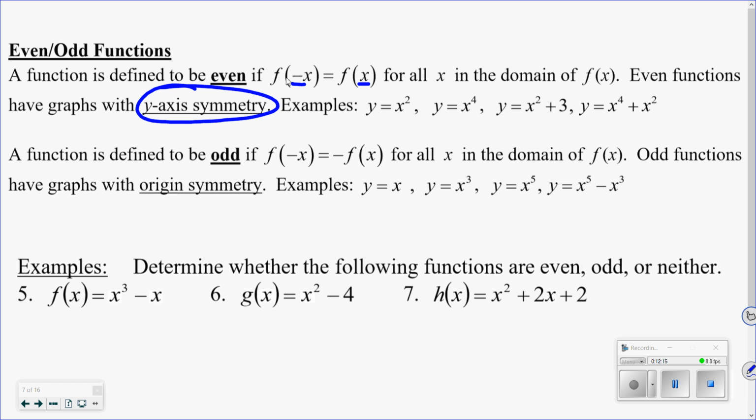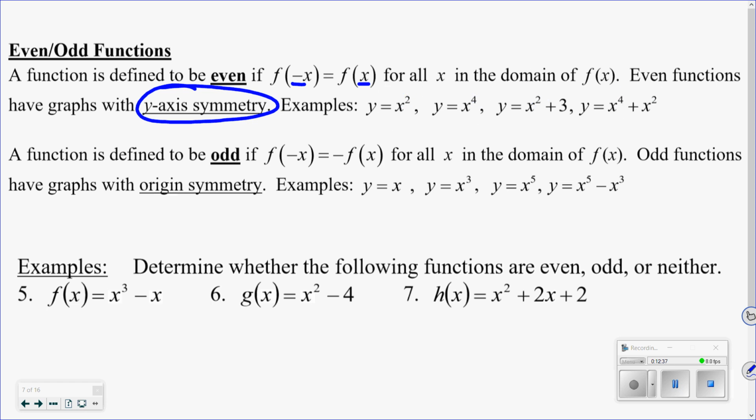Look at some examples up here. We have y equals x squared, y equals x to the 4th, y equals x squared plus 3, y equals x to the 4th plus x squared. There's a reason why they call it even. If you look at all the powers up here, a square is an even power, 4th is an even power. This is a squared, 3 has a 0 power. This is a 4th, this is a square. So they all have even powers.